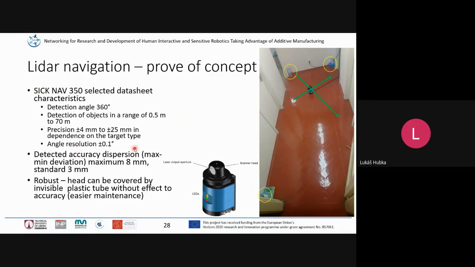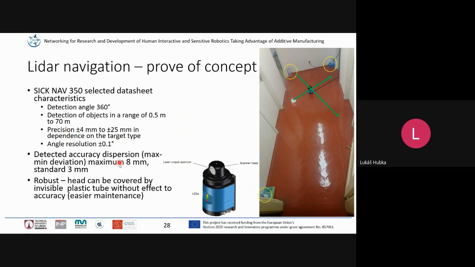The LiDAR is SICK navigation 350 with such a characteristic. You can see that the precision by datasheet is in the range 4 to 25, independent on the target type. So with this high reflective target, we are under the value of 4 millimeters.